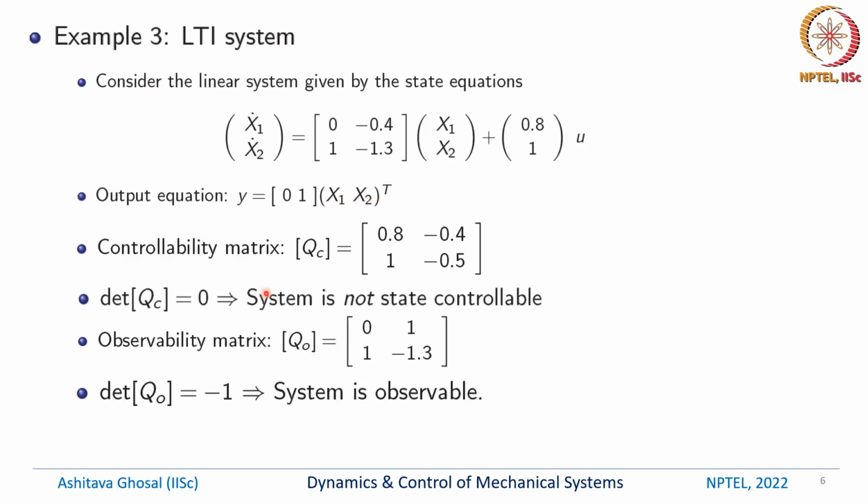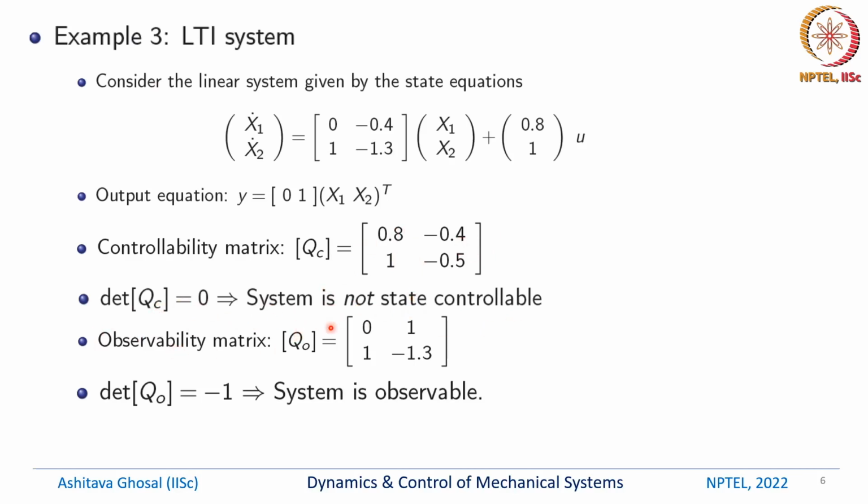The controllability matrix in this case is again G and then F into G. So 0.8, 1, and F into G is minus 0.4, minus 0.5. So you can see that the determinant of this is 0, right? If you multiply this by minus 2, you will get this. So the two columns are not independent. So the determinant is 0, hence the system is not state controllable.